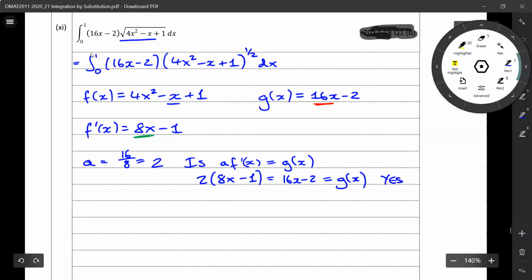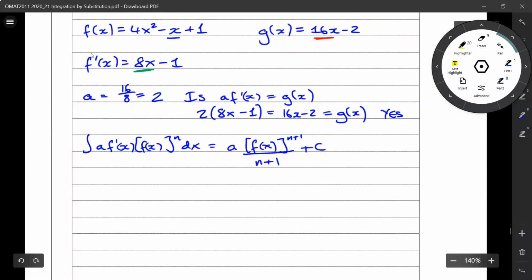And once we have a yes there, that means we can use our rule here. And our rule says that the integral of a times f prime x, f x to the power of n dx, is equal to a times the function brought to the power of n plus 1. So we raise the power by 1 and we divide by that raised power. So that's our rule again. And now we're going to apply that rule to this example here.